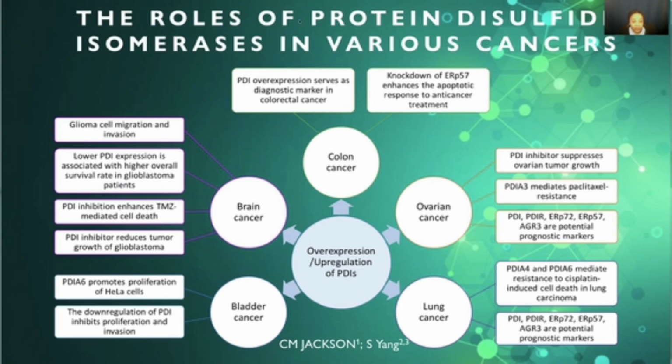For this first diagram here, we can start with brain cancer because it meets all 4 of these stipulations. For the glioma cell, PDI overexpression impacts the migration and invasion. Lower PDI expression is associated with higher overall survival rate in glioblastoma patients. PDI inhibition enhances TMZ-mediated cell death, TMZ being temozolomide. And PDI inhibitors reduce tumor growth of glioblastomas.